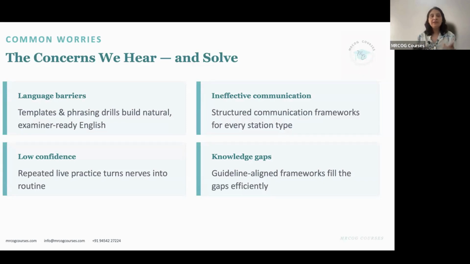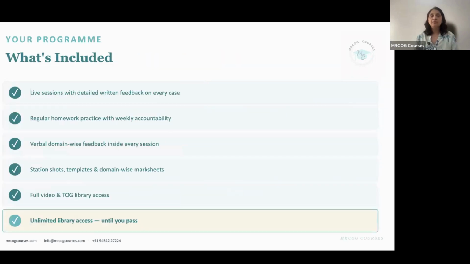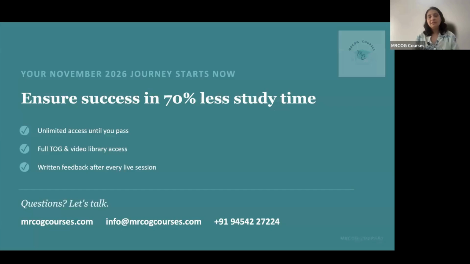So please be ready with full confidence, enter into this drill, and with this drill you will pass in one go. So you have all the live sessions, regular homework practice, domain-wise feedback, station sheets, templates, and a full video and talk library with you. Once again, ensure success in 70% less study time.